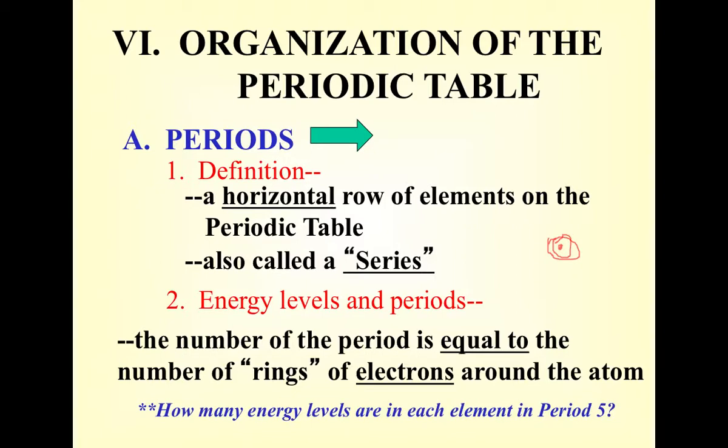Now, on the periodic table, we actually have 7 total energy levels. And those go from top to bottom, and you should see numbers starting next to hydrogen, and then again next to lithium, sodium, potassium, rubidium, cesium, and francium. The 2 rows at the bottom do not actually have period numbers.